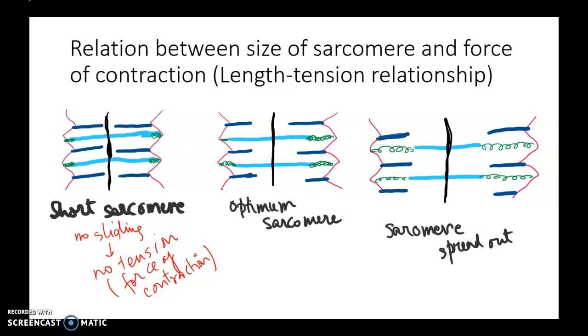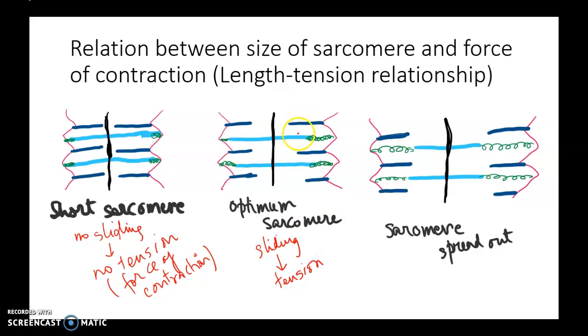Okay. Now the next one, or the middle one, is showing us the optimum sarcomere. And here we see that there is overlap between the thick and thin filaments, and this overlap is actually important for the myosin heads to bind to actin. And once the myosin heads bind to actin, it will pull the Z disc closer, and that will result in sliding. And once you have sliding, there will be tension. So there is sliding here. Sliding. And that will lead to tension.